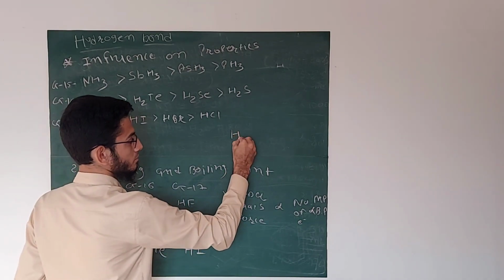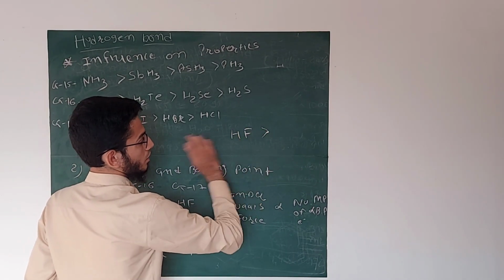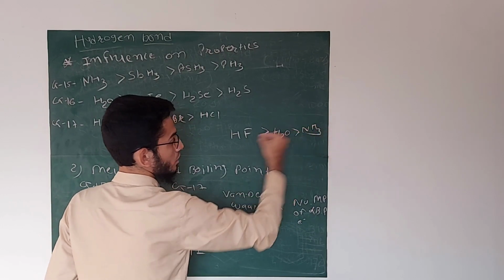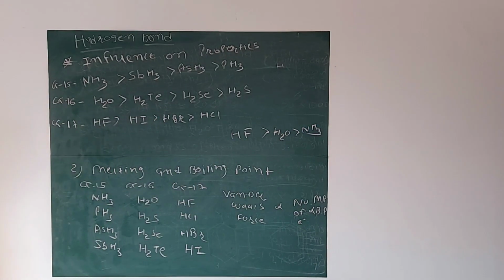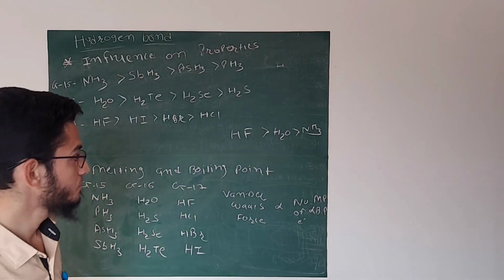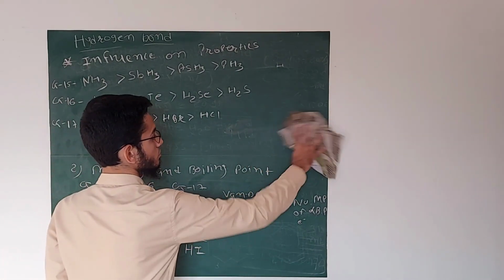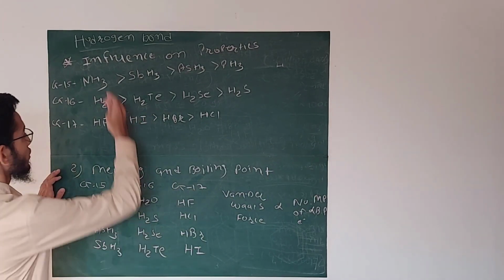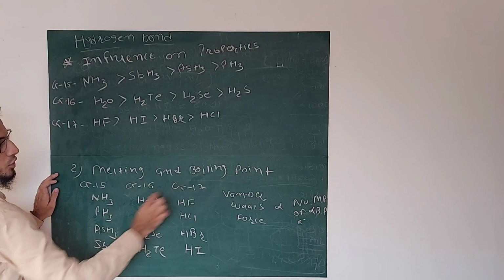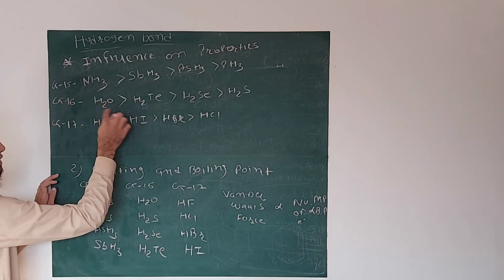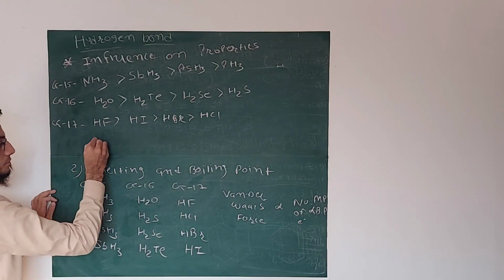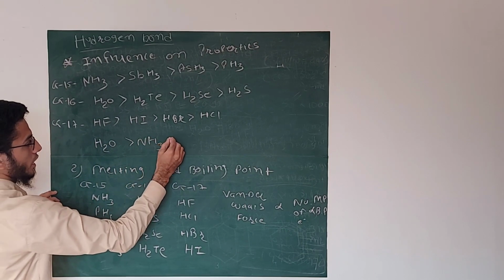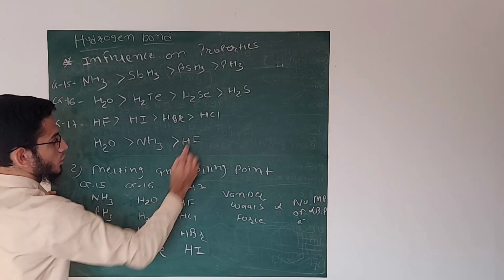If you write HF, then NH3, then H2O, you are wrong. It is the wrong order. The right order for the melting point and boiling point is first H2O, then NH3, then HF. Why?